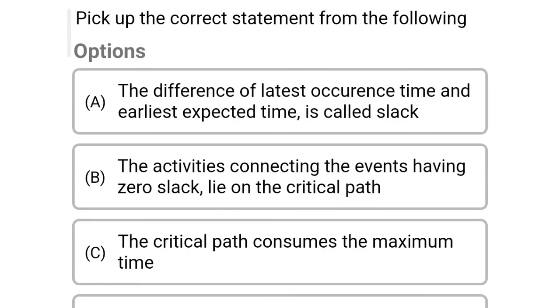So next question, pick up the correct statement from the following. Option A, the difference of latest occurrence time and earliest expected time is called slack. Option B, the activities connecting the event having the zero slack lie on the critical path. Option C, the critical path consumes the maximum time. Option D, all the above. So the correct answer is option D, all the above.